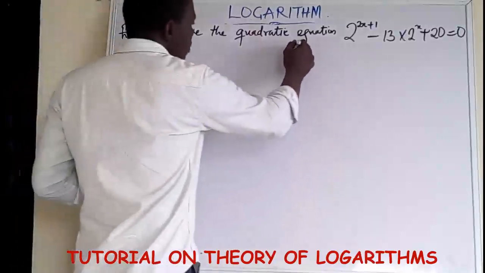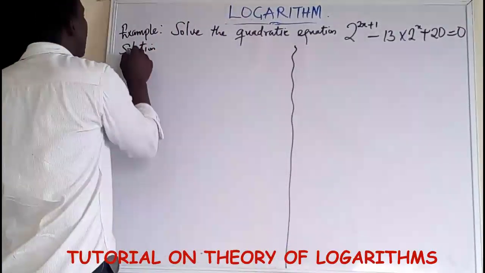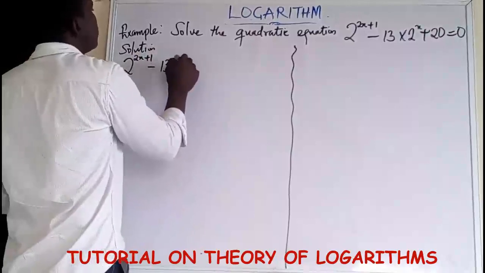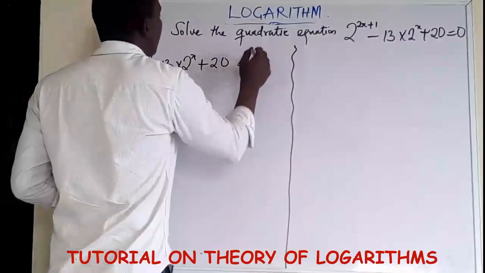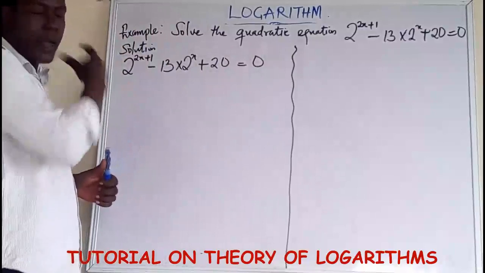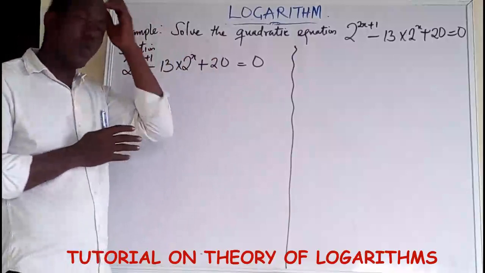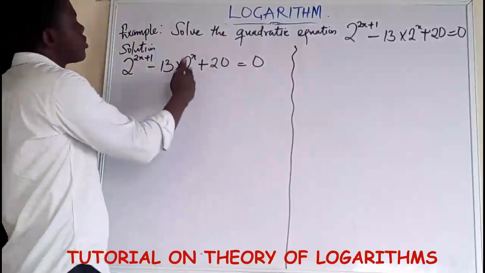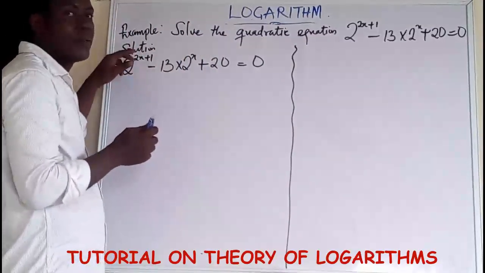Now, I will demarcate the board. So what we have here is 2 raised to the power 2x plus 1 minus 13 times 2 raised to the power x plus 20 equal to 0. Now, we need to try and manipulate this particular equation into 2 raised to the power x. We want to try to isolate 2 raised to the power x out here.